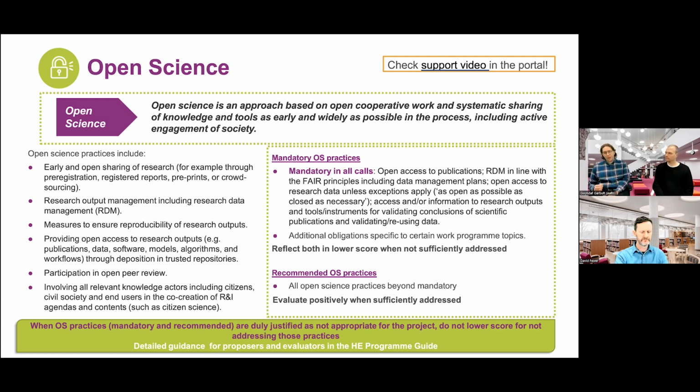However, if you adequately address the recommended open science practices, if you engage deeply with these and describe how the recommended or additional obligation practices will improve your outcome, improve your project, that can actually increase your score. So there's 2 parts here to take into account. You have to remember that there's aspects that if you don't discuss the open access publications, the appropriate management of research data in line with FAIR principles, that mandatory stuff, your score goes down. If you do address the other parts, engaging the relevant knowledge actors throughout the process, for instance, using citizen science or participation in open peer review, if you address these aspects, it will actually increase your score. So there is a substantial incentive to engage with those recommended practices.